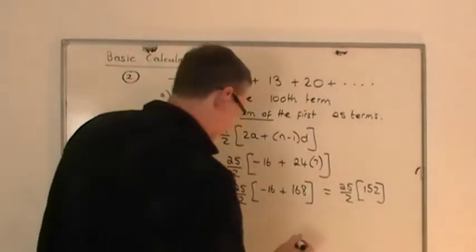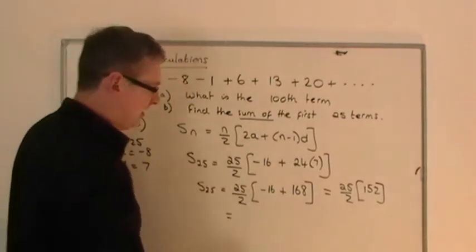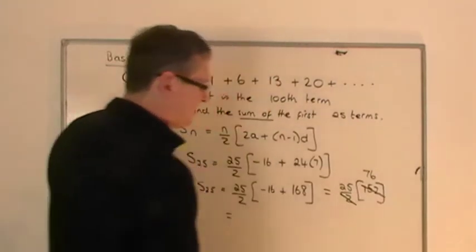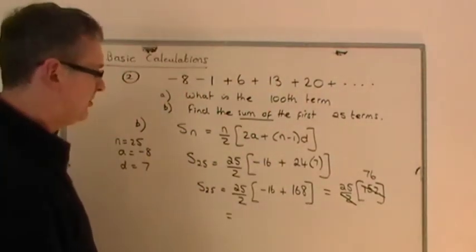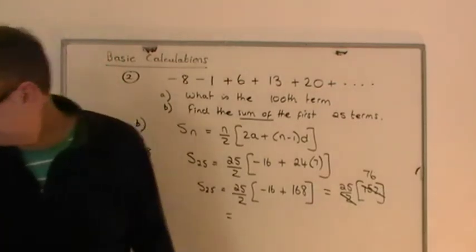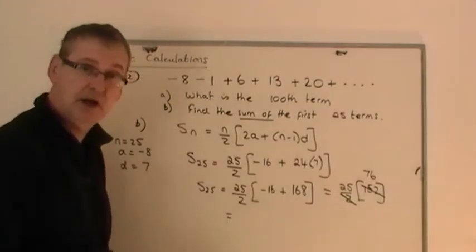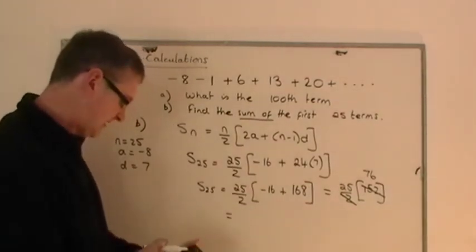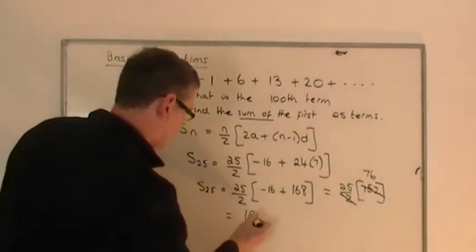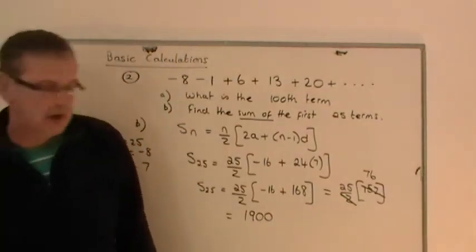You can see a little bit of cancelling is going to go on here. The 2 goes into 152 76 times. So what you've got to do is multiply 76 by 25. I may as well just quickly do it on a calculator, it's not that hard, you could do 76 by 100 and divide by 4 if you want. 76 times 25 comes to 1,900. And there you go, there's the sum of 25 terms.